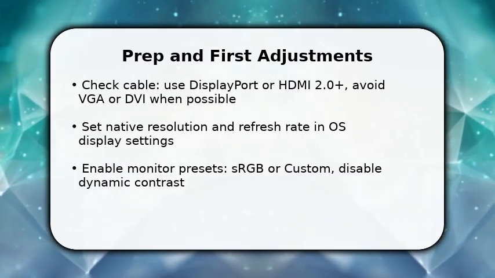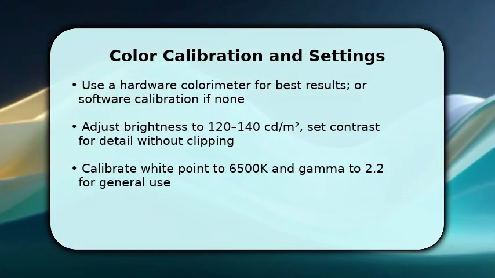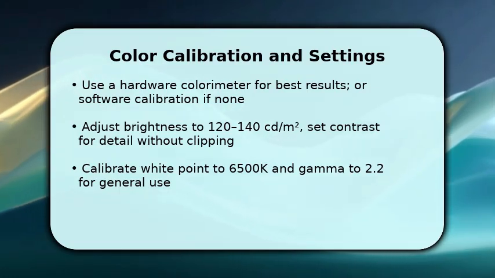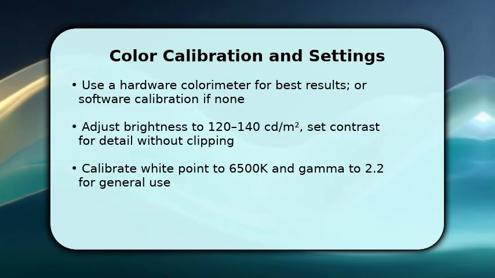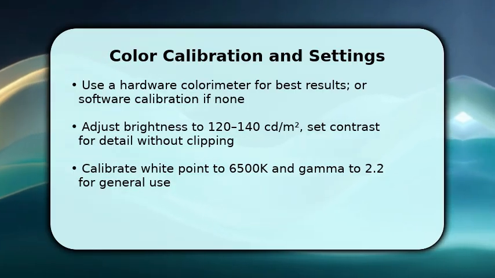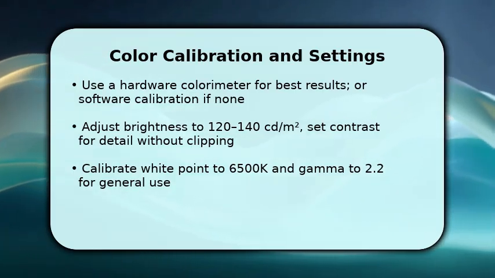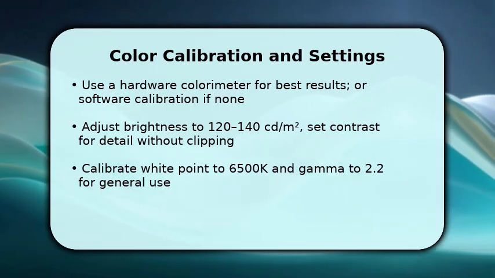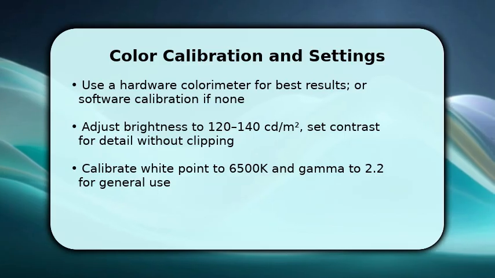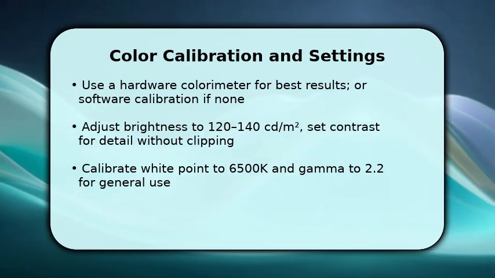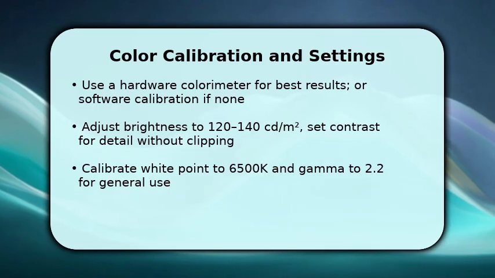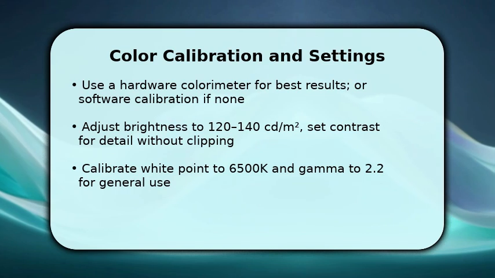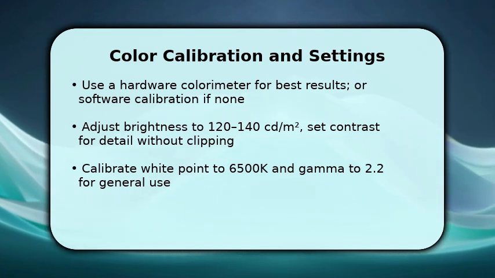Next, refine color and tone. If you have a colorimeter, run a hardware calibration profile. Without one, use built-in OS or monitor software and a decent test image. Adjust brightness to roughly 120 to 140 cd/m2 so blacks aren't crushed but highlights remain clear, and tweak contrast until shadow detail is preserved. Set white point to 6500 K and gamma to 2.2 for balanced midtones. Once profiles are applied, make sure the profile is active in your display settings.